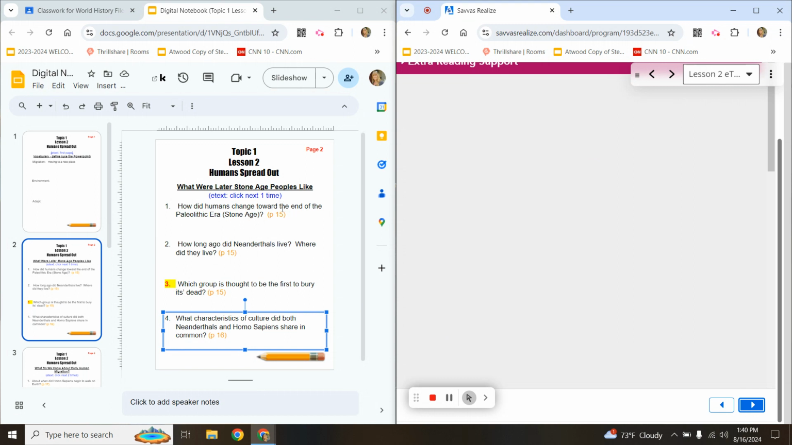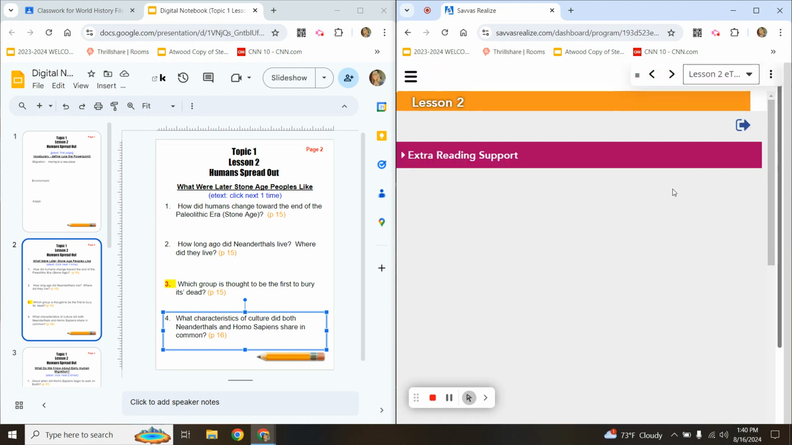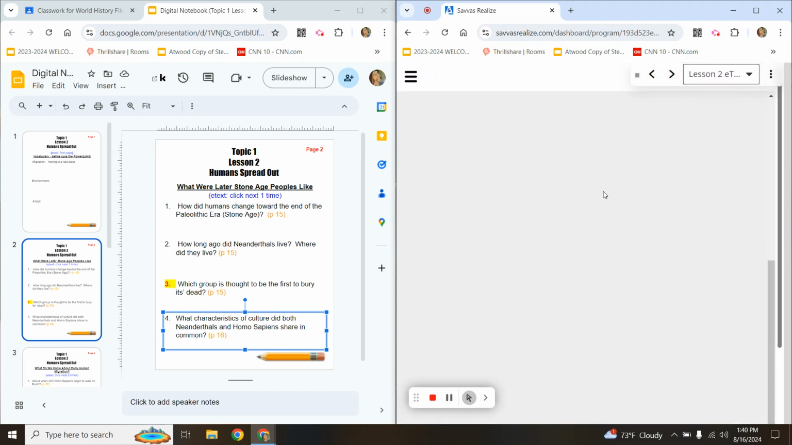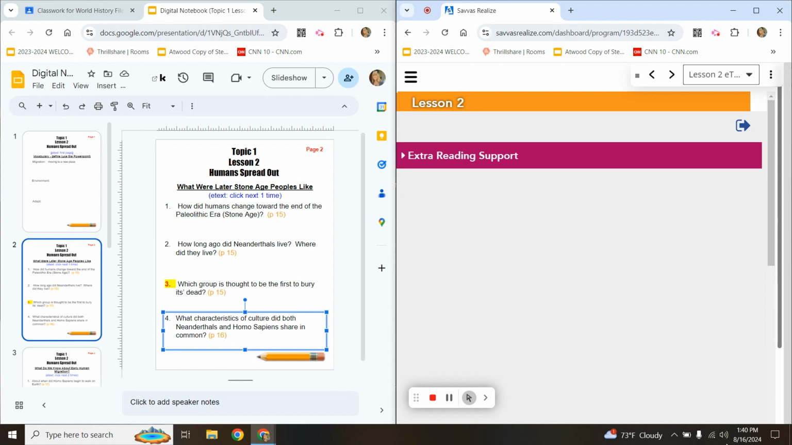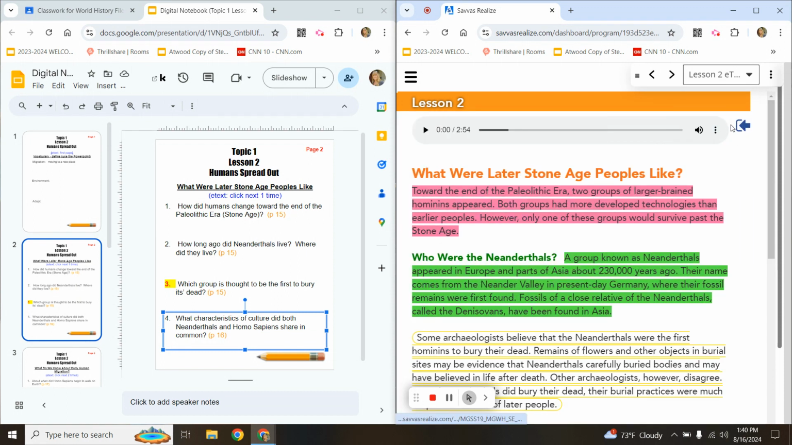If you are using a textbook, please get it open to page 15. Remember, if you need to see that text, it looks like it's missing. Nope, just move this window over using that blue arrow. The first question, how did humans change toward the end of the Paleolithic era? We are going to find that answer while this first paragraph is read to us.